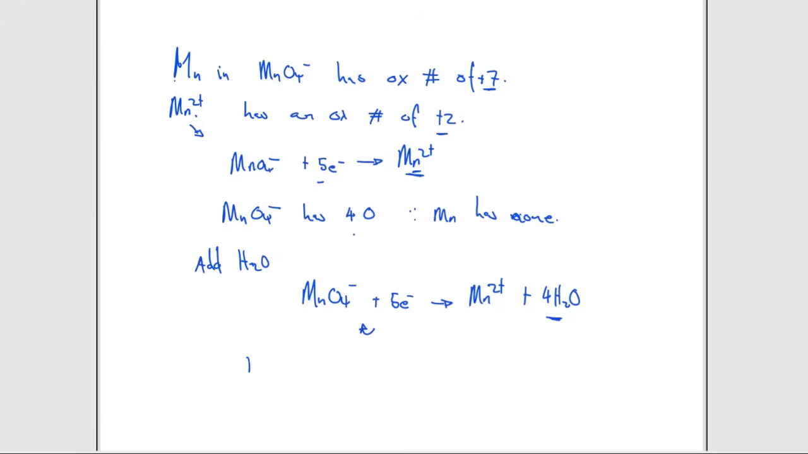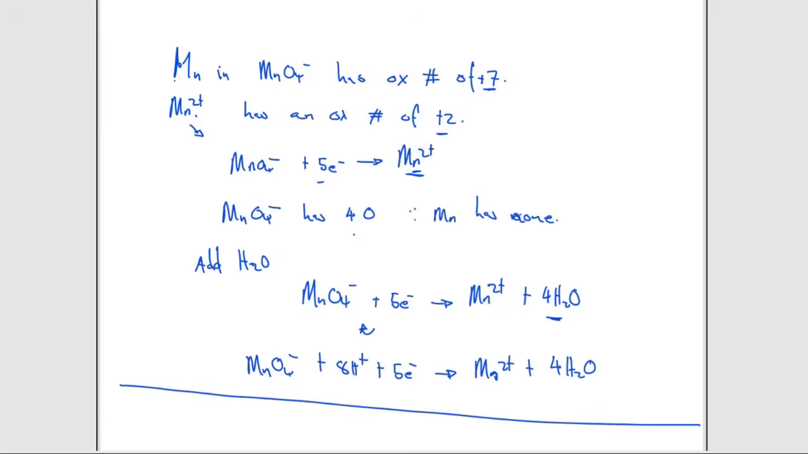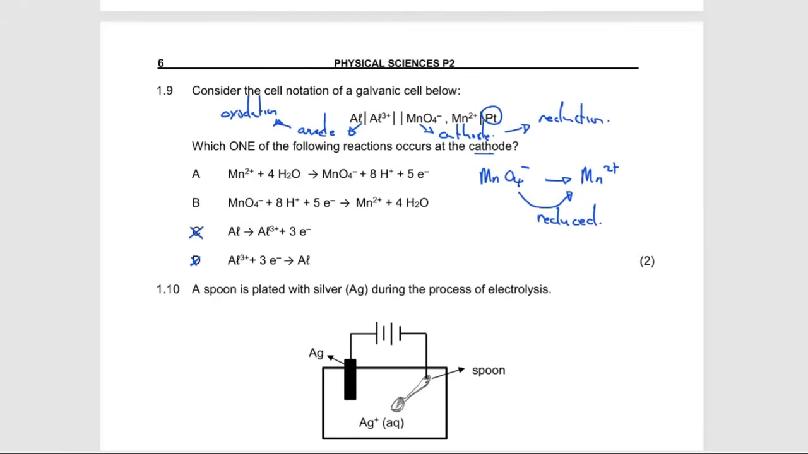So our answer there is going to be MnO4 negative, plus 8 H plus, plus 5 electrons, to give us Mn2 plus, plus 4H2O. So this is how we balance our equation. If we compare this with the one at the top, we'll see that the correct option is option B.